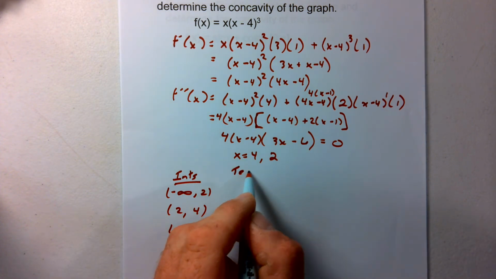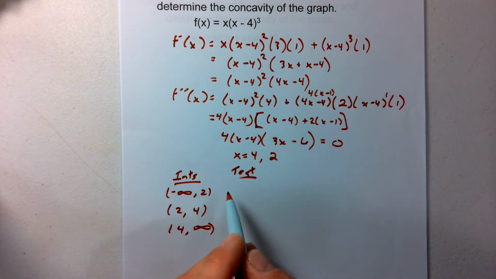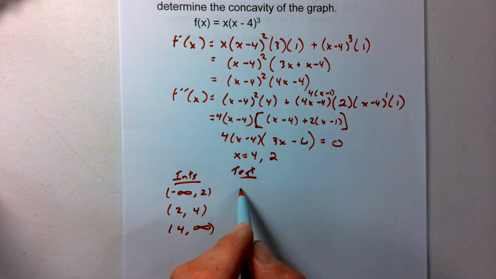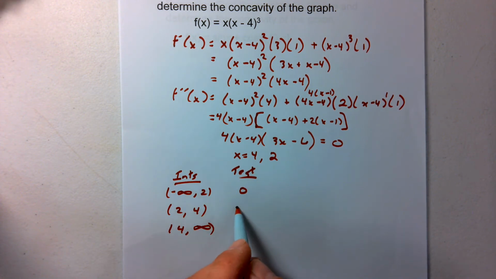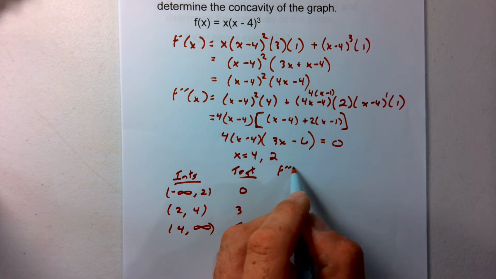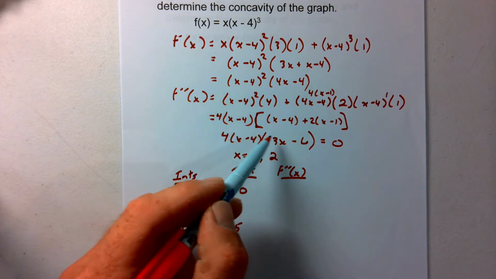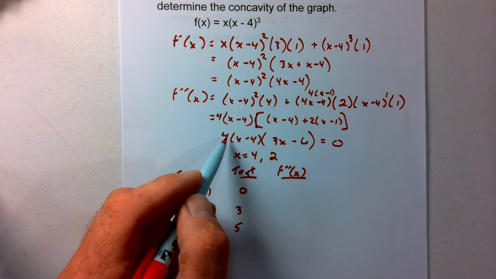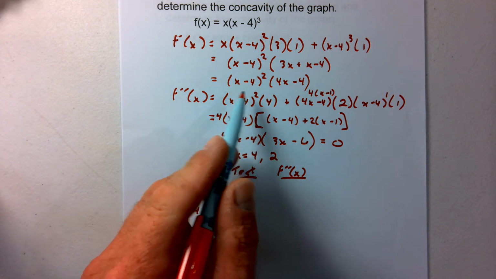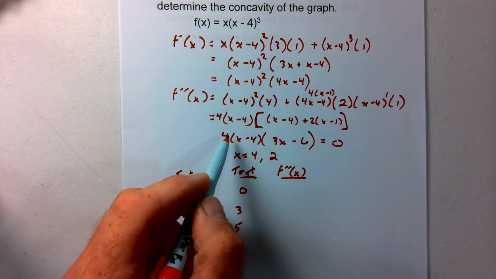Again, we're working our way up to infinity. We're going to come up with some test values that are within that interval. Anytime we can use 0, good idea. So we can use 0, we can use 3, and we can use 5. I'm looking at the sign of the second derivative. So if I plug 0 in, and again, I would use the factored form because that tells me a little bit more about my signs than the original second derivative.